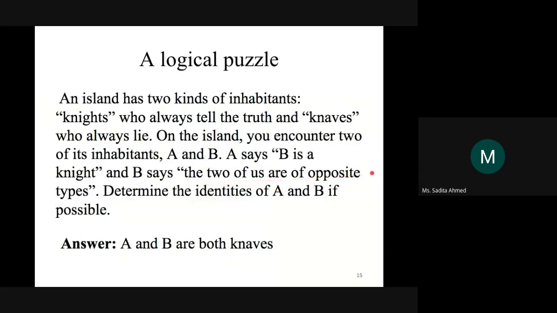Now you have a proposition or a statement which is a bit more complex, so you will have to represent it as a combination of the variables P, Q. The two of us are of opposite types. If the two of them are of opposite types, what does that mean? It means that if A is a knight, that is, if P is true, then B must be a knave. That is, not Q must be true. And if A is a knave, that is, if not P is true, then B must be a knight. That is, Q must be true.